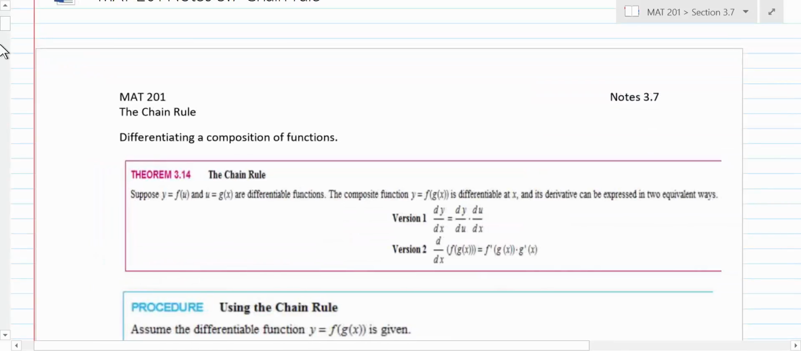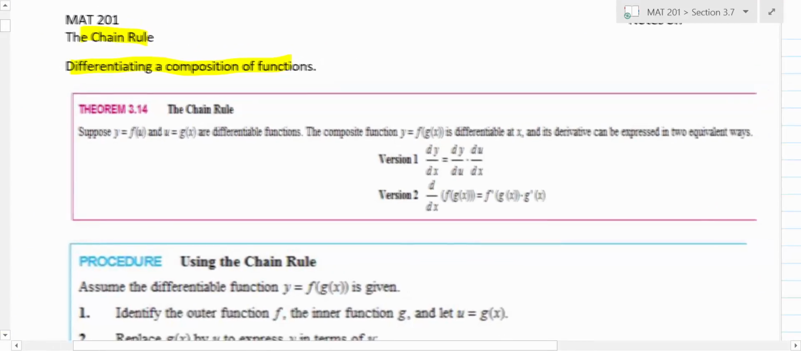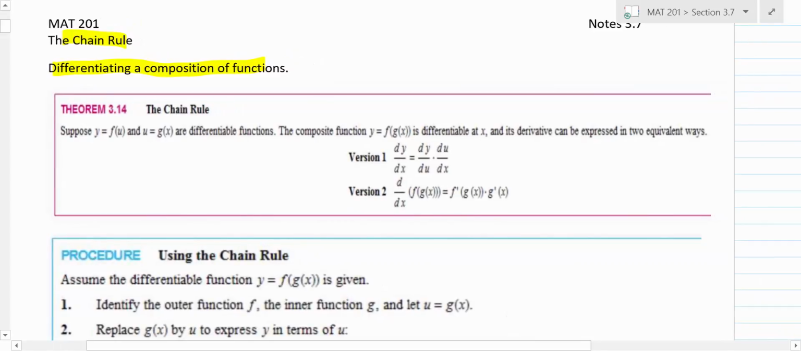So the chain rule, we use that when we differentiate a composition of functions. And a composition of functions, you learn in college algebra, is a way of putting two or more functions together to create a new function. Now, this definition is probably going to go straight through your head until you start seeing examples.